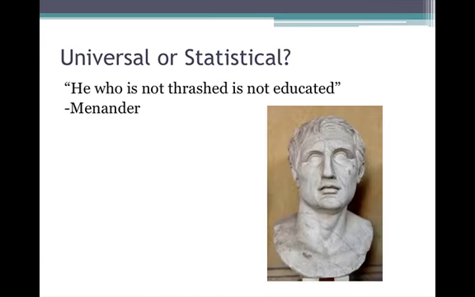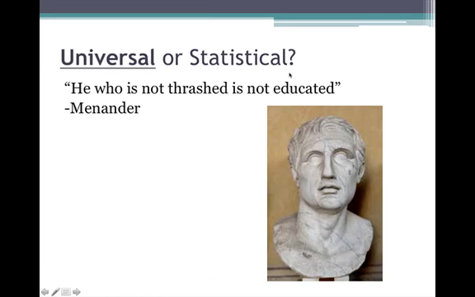Let's try this one. He who is not thrashed is not educated. Here, there's not really a qualifier word to look at, but to try to figure out what's going on, think about it this way. It's saying implicitly anyone who is not thrashed is not educated. So since it's talking about anyone, it's going to be universal.